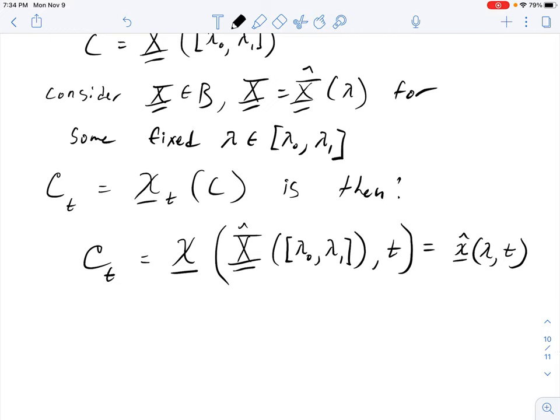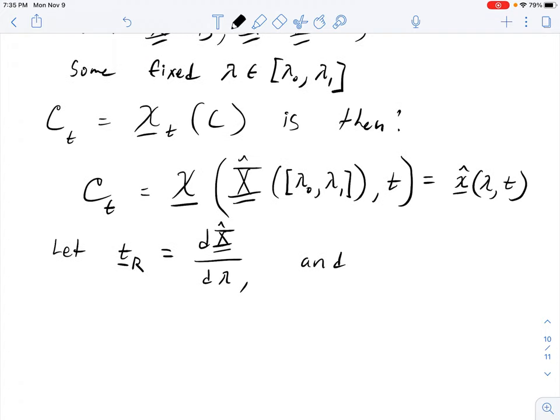All right, let's make a tangent vector, d x hat d lambda. This is in the reference configuration. Let t R, the rate you move along C with change in lambda, be equal to the full derivative, because it's only a function of one variable. And the spatial counterpart is the one that's materially convecting with it. So let's say that t of lambda and t is equal to the partial derivative of x hat of lambda and t with respect to lambda. This is for a fixed t.